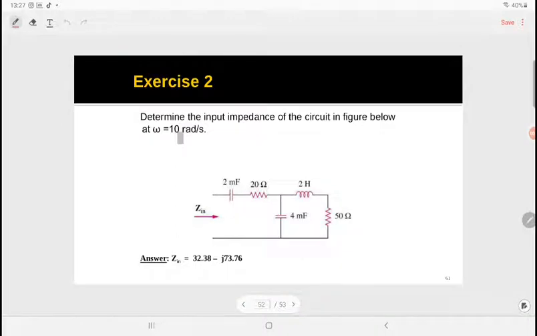First things first, we are in AC circuit analysis. So first, you need to convert all the elements into phasor form or phasor domain. Therefore, you are given omega equal to 10 radian per second. You have 2 millifarad over here, and then 4 millifarad over here, and also 2 Henry over here. All these elements you need to convert into phasor form. So we convert these elements first.